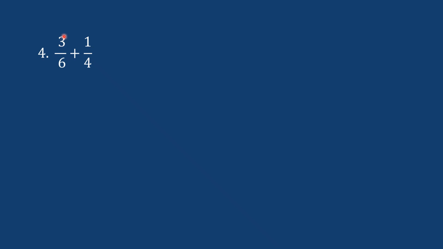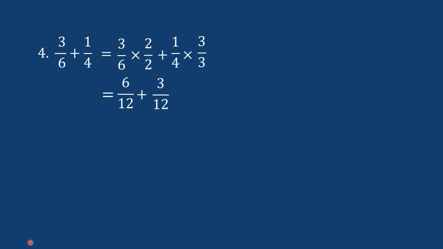So let us multiply 3 over 6 by 2 over 2 and 1 over 4 by 3 over 3. So this is now equal to 3 over 6 times 2 over 2 plus 1 over 4 times 3 over 3. This is now equal to 3 times 2 is 6. 6 times 2 is 12. So 6 over 12 plus 1 times 3 is 3. 4 times 3 is 12. So plus 3 over 12.